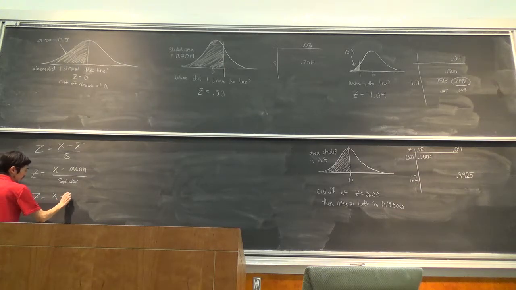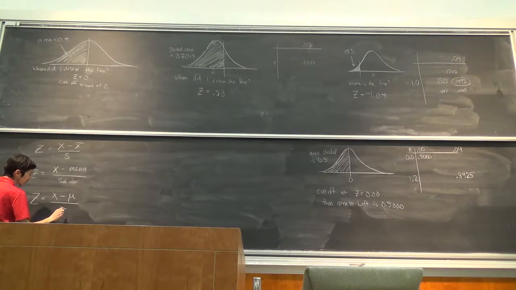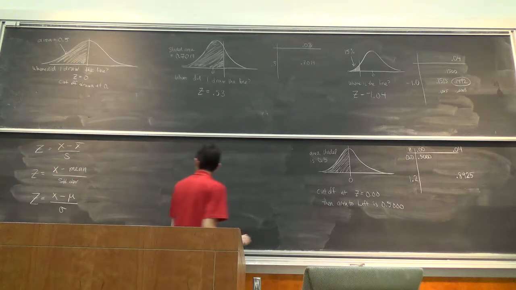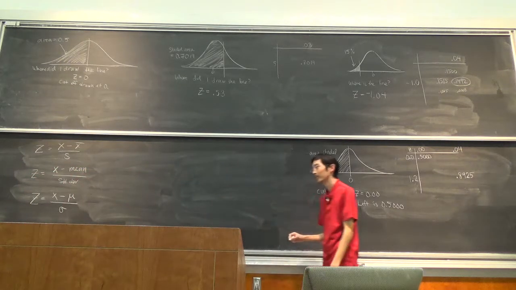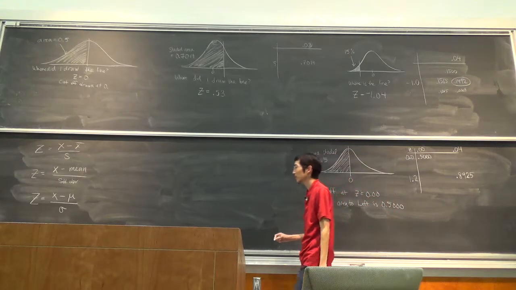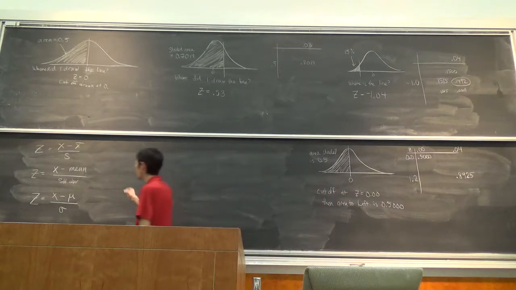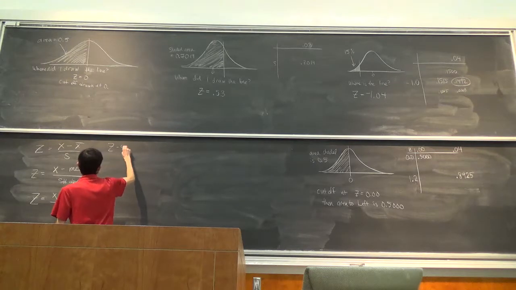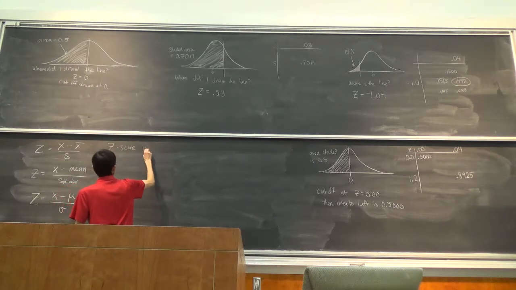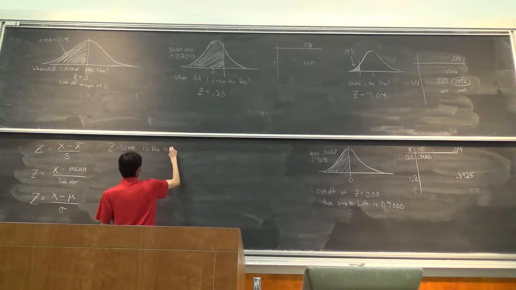X minus the mean is replaced by this symbol. This is mu. It looks like a U with a line in front of it. Divided by sigma, it looks like, I don't know, a 6 that fell over. Or a Q, something. Z-score, again, this is a definition that you should know: the number of standard deviations you are from the mean.